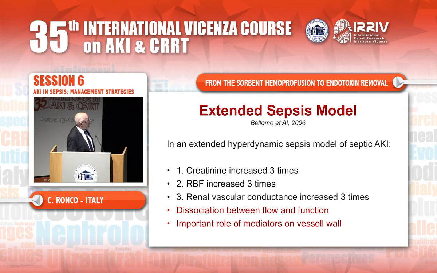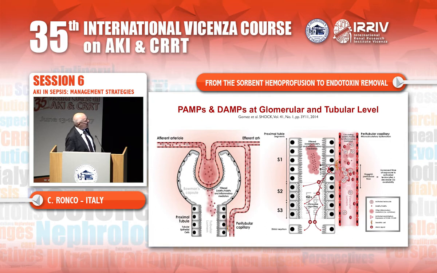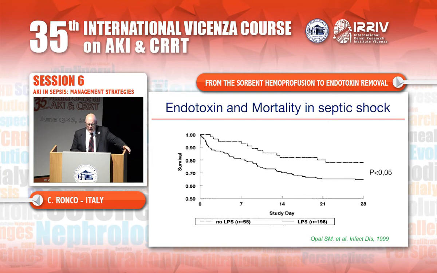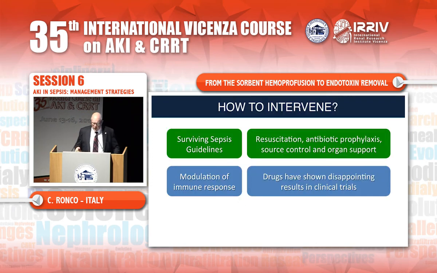We have to recognize the important role of mediators, and the pathogenesis is well described in this paper by Fernando Gomez in Shock a few years ago, when he describes very well the interaction between the tubular cells and the microvasculature and the mess, we can say, that occurs at the cellular level, where the energy of the cells is impaired, leading to potential apoptosis. Everything starts with the presence of endotoxin in blood, and we know that survival is impaired in patients with a higher level of LPS. We have guidelines from the Surviving Sepsis Campaign.